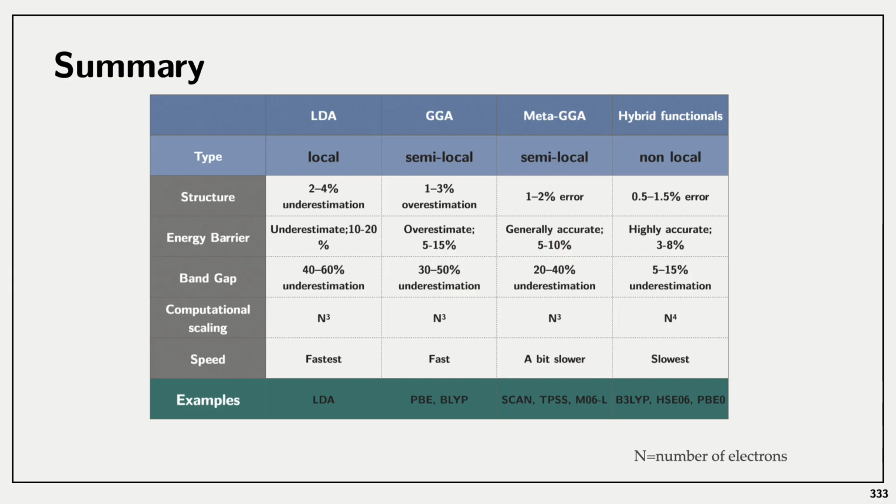But a good compromise may be the Meta-GGA. Meta-GGA is pretty good with structure, pretty good with energy barrier, improved with band gap. I mean, if you make a 40% error, can you say it's pretty good? I don't know. It's still a pretty high underestimation. So be aware of that.